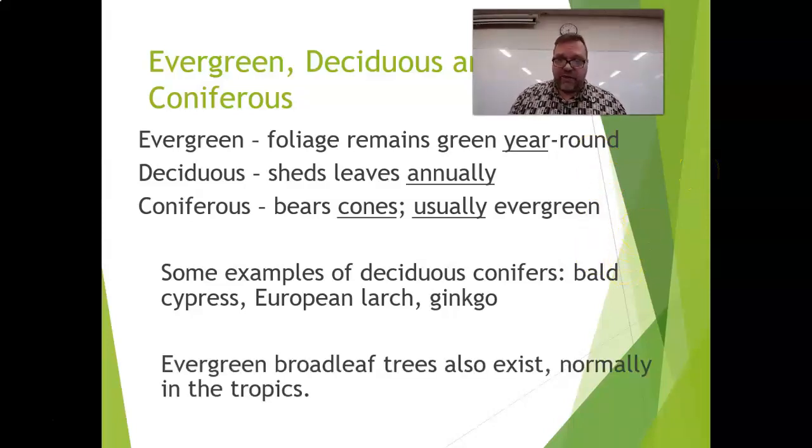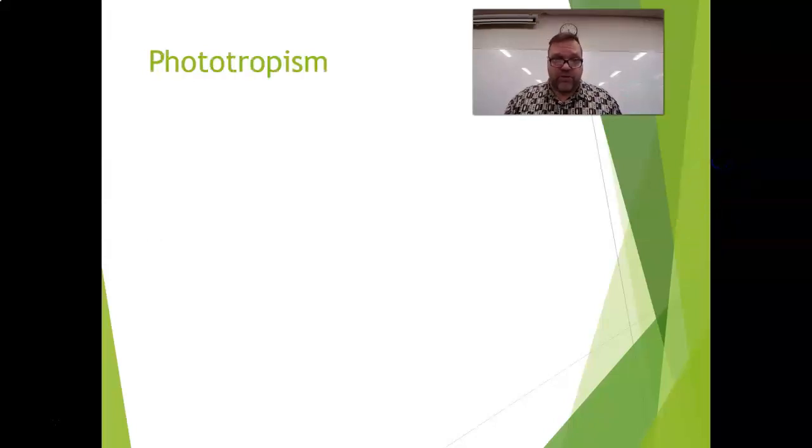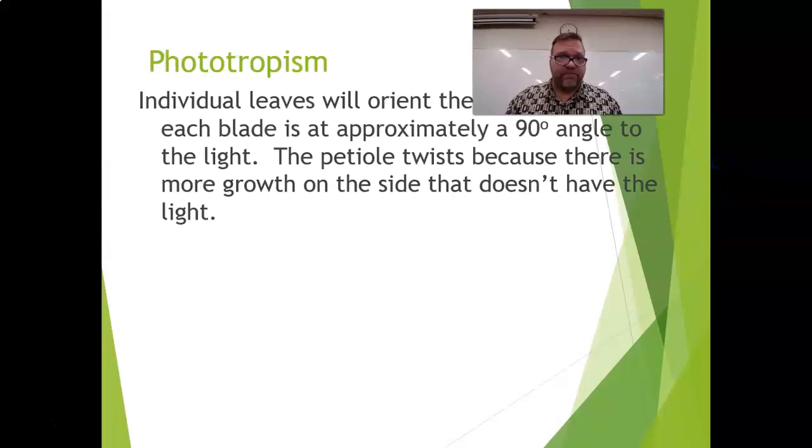Evergreen broadleaves also exist normally in the tropics, what I just said. And let's talk about something called tropism. Tropism is a plant's response to external stimuli. There are lots of examples of tropisms. Let's talk about some of them.